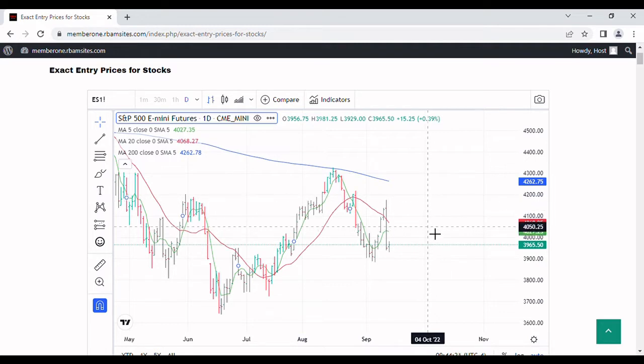Do I think this is going to happen? I really don't think that's going to happen in terms of a successful challenge to the 200-day moving average by early October. No, I don't think it's going to happen.